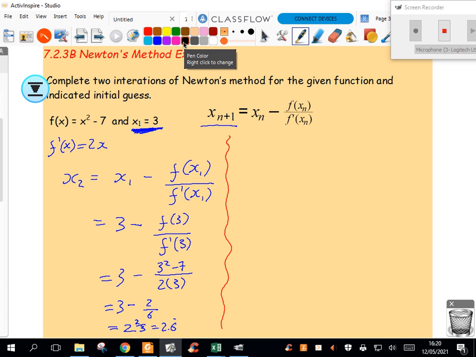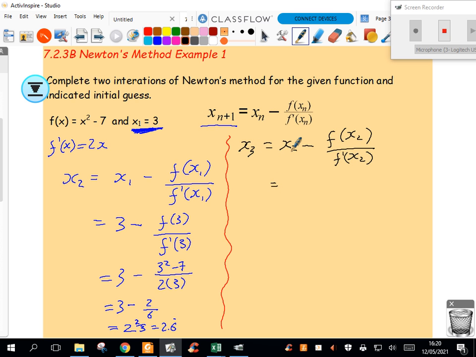To find my third approximation for the root, I'll follow the formula. Here, n plus 1 is 3. The index is 3, so the index of this term will have to be 2. So it's going to be x sub 2 minus f of x sub 2 all over f prime of x sub 2.